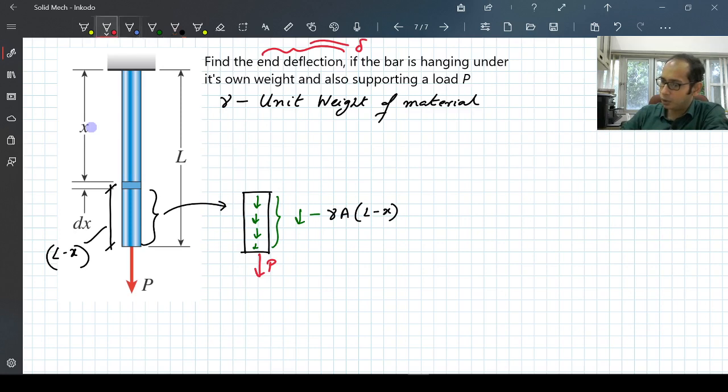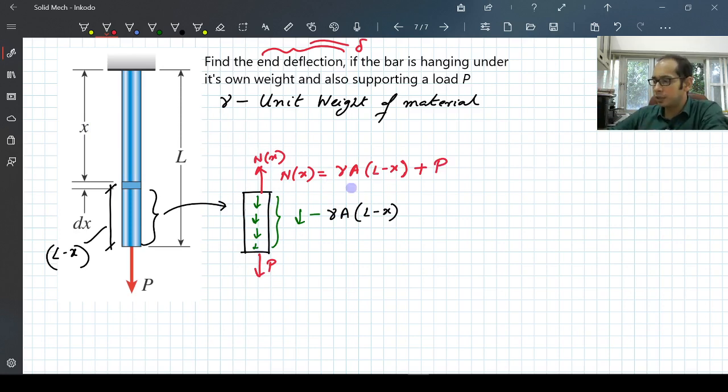To balance all of this, you have this internal force N over here. So N at x I'm calculating. So N of x is nothing but equal to gamma times A times L minus x plus the load P, right? These are all acting vertically down, so N of x is vertically up over here.